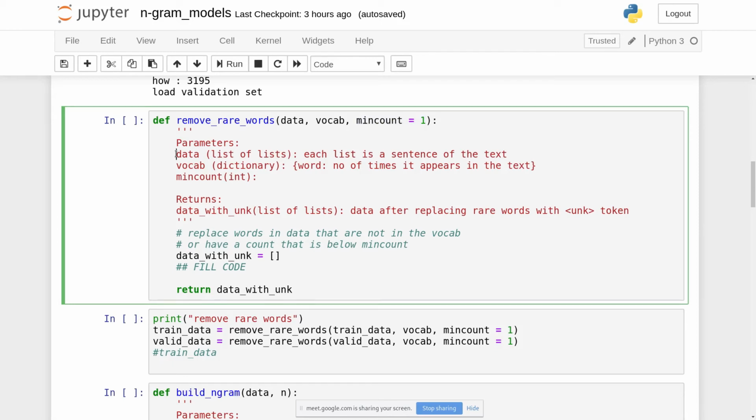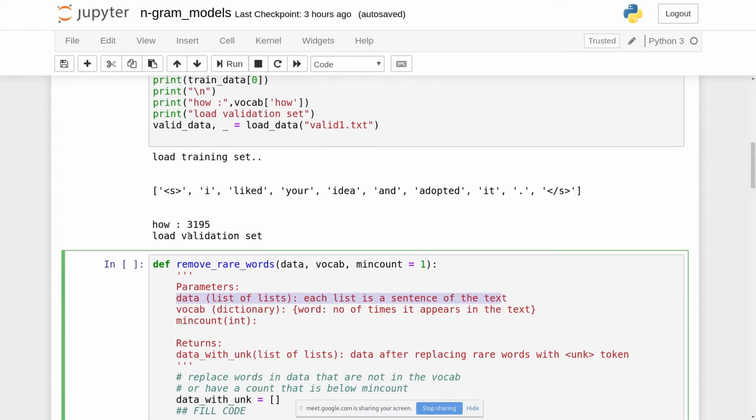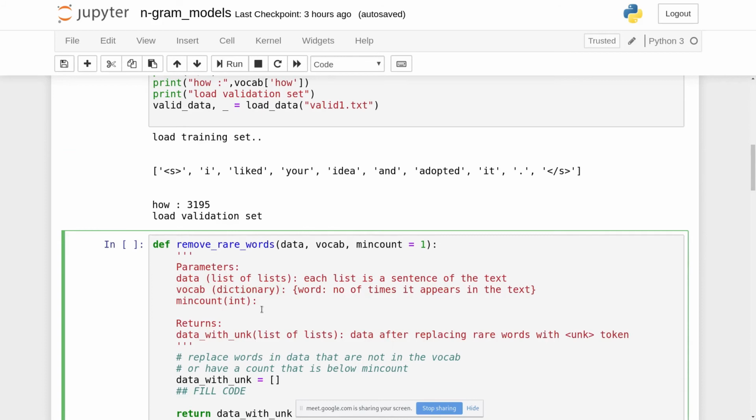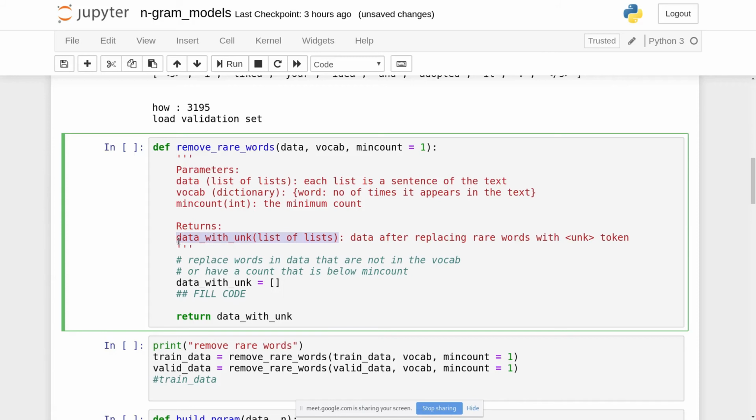The parameters for this function are data, a list of lists, the same train data that we loaded here, and vocab, which is the same dictionary we got here. Then we have min count, an integer, the minimum count. We are going to return the data, a list of lists just like the original data, but with the rare words replaced with the unknown token. So data and data with unknown should look the same, but differ in some particular places.